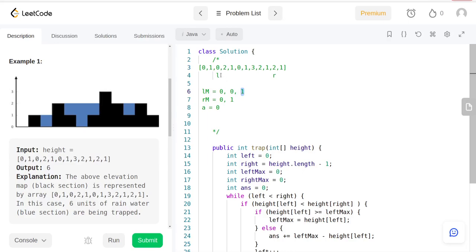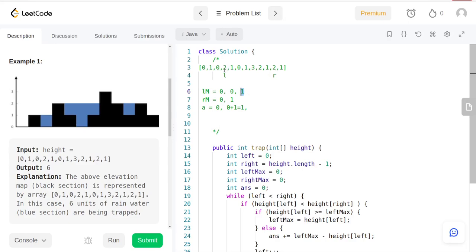No, it is less. So this time we're gonna say that 0 plus the difference of left max minus the current height, which is 1. That's gonna be the answer, and we want to increment that again. And you can notice that this one didn't change, so this one stayed where it was.